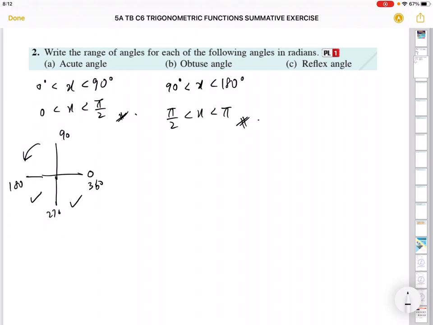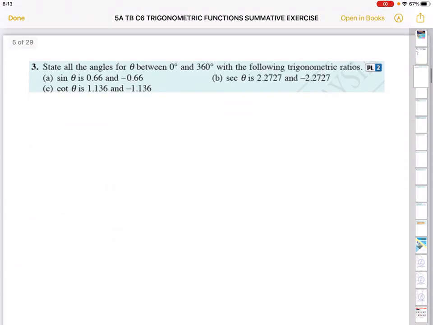So here we have two bigger range, 2 quadrants to consider, 180 to 360. In radian, 180 is pi. In 360 is 2 pi radian. Okay, I think this is still quite straightforward, right? Okay, move on to question number 3.